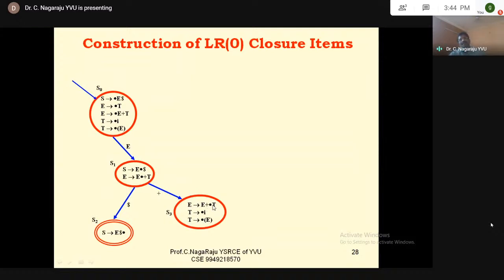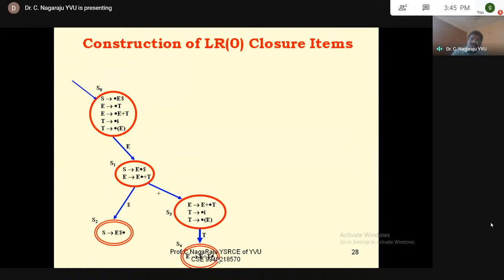Suppose dot T is there. Dot T means, what are the productions of T? T tends to dot I, we have written. T tends to dot, so that is the bracket E of I, we have written. You understand that? If the dot is before a non-terminal, we have to write all the productions of that non-terminal. So then on T, it will end here.